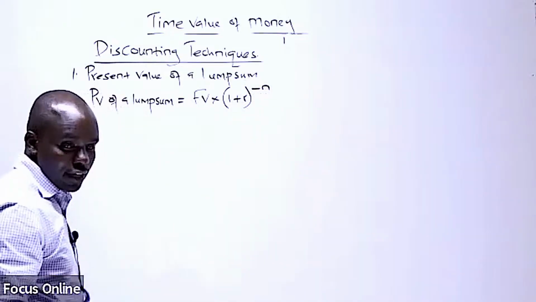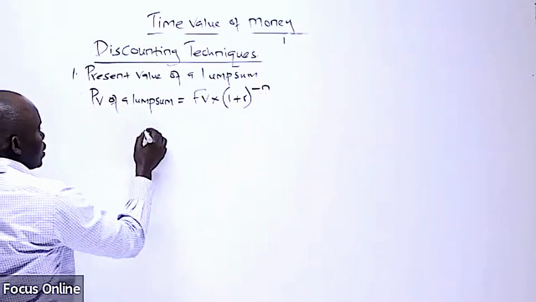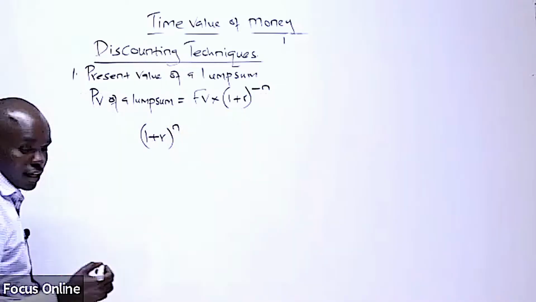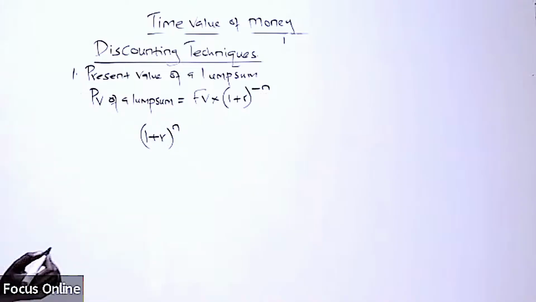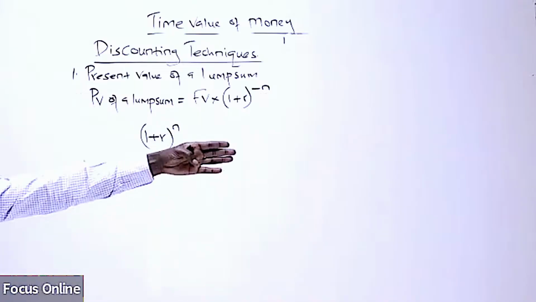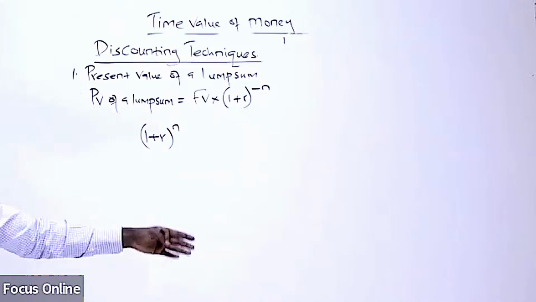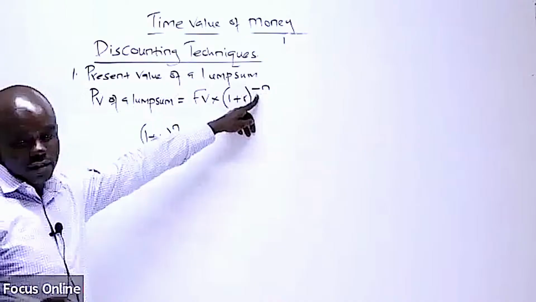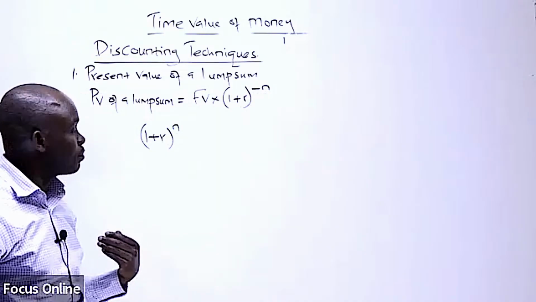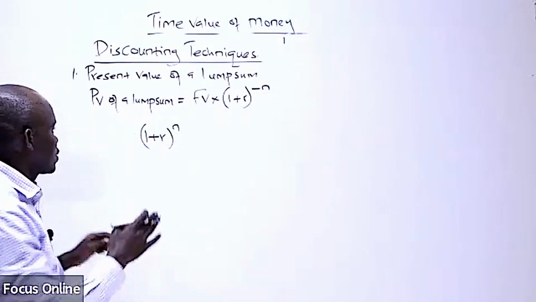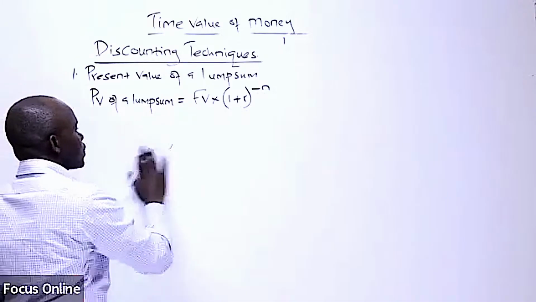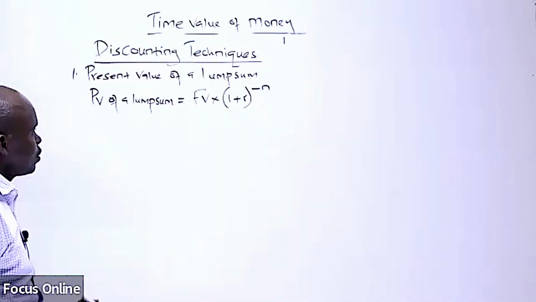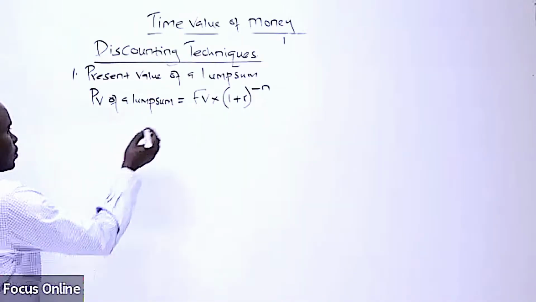So look at this factor now. Under compounding, we were saying power n, positive n, because we were moving forward. But now, under discounting, we are saying negative, because we are moving backwards. So get the difference. Present value for a lump sum is equal to future value times (1 plus R) power negative n.